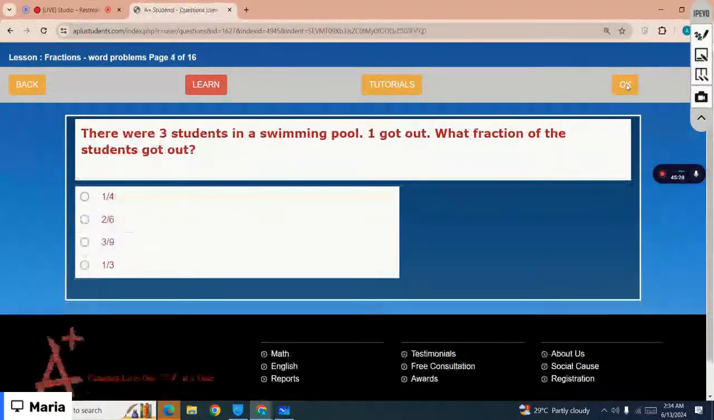There were 3 students in a swimming pool. One got out. What fraction of the students got out? One out of 3 it is. The correct option is 1 out of 3.